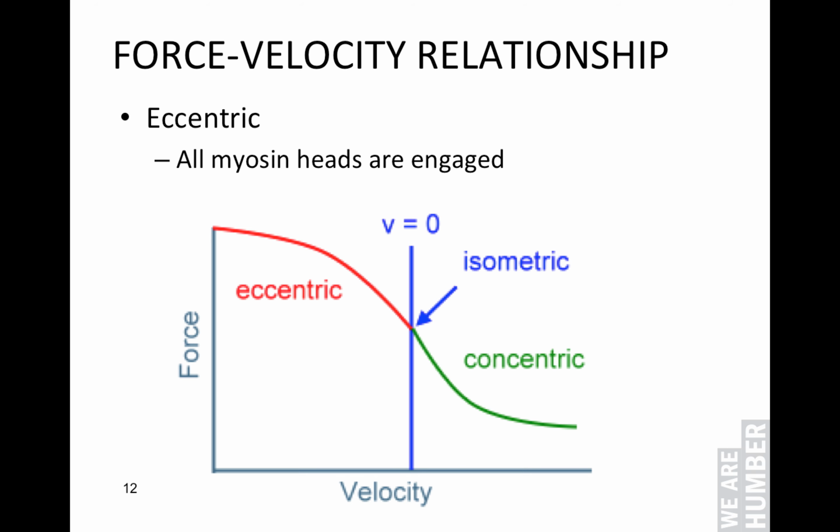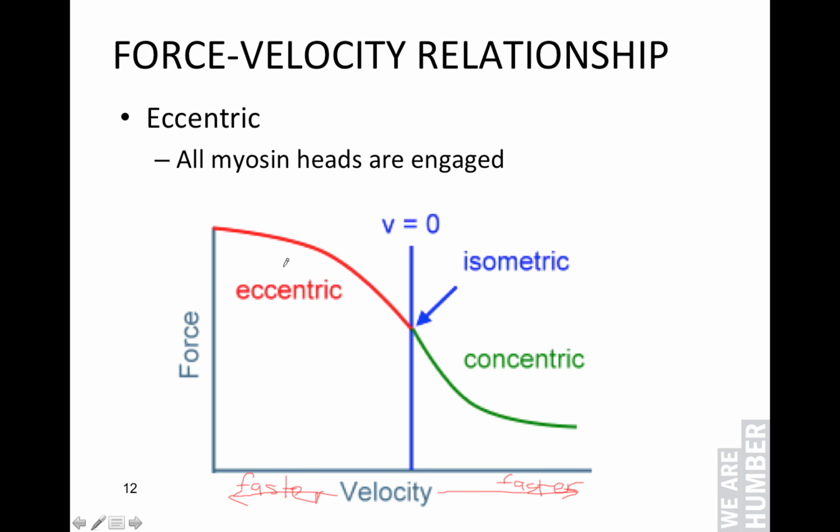In an eccentric contraction, all of the myosin heads are engaged to the actin binding sites. And what we actually see here is faster velocity, so it's actually faster velocity this direction. Faster. And then this way is also faster. So if this is zero velocity, fast is going this way and fast is going that way.